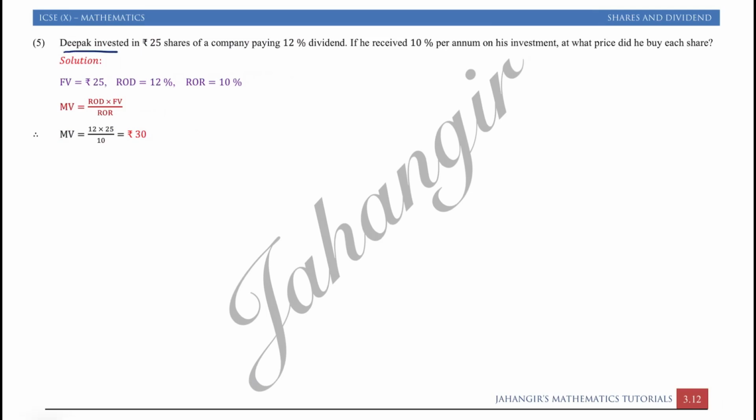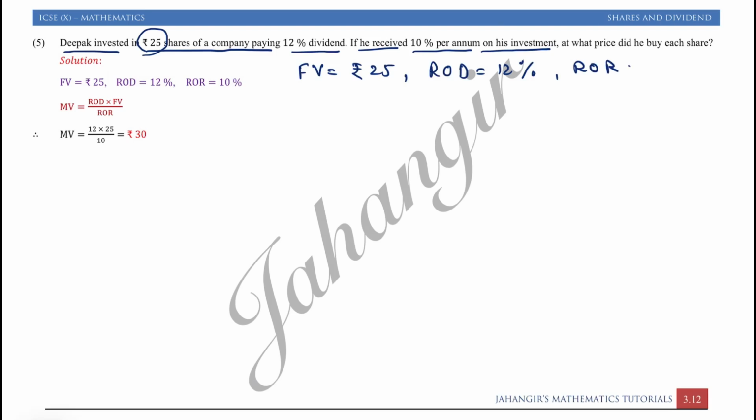Question number 5. Deepak invested in rupees 25 shares of a company paying 12% dividend. Whatever the share value is, rupees 25, that is the fixed value we call face value, paying ROD is equal to 12%. If he receives 10% on his investment, whatever percentage we are getting on investment, that is rate of return. So rate of return is 10%. At what price did he buy each share? So again we have to find MB.